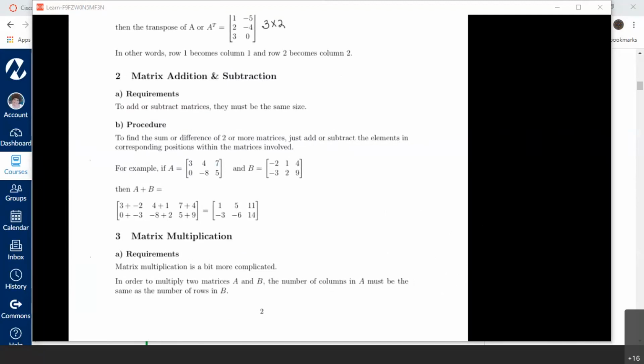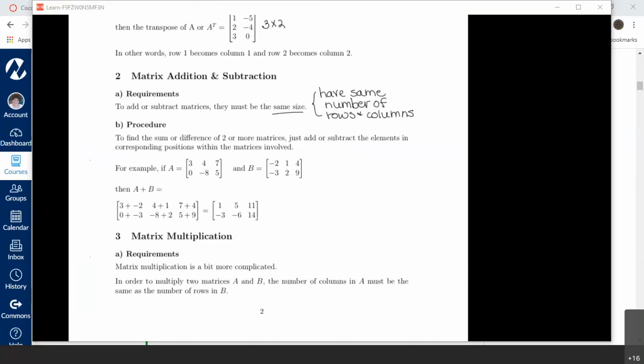Okay, so let's talk about adding and subtracting matrices. And again, in order to be able to do this, the matrices must be the same size. That means they have the same number of rows and columns. When we're talking about the size of a matrix, we're talking about its dimension. Now, to add or subtract two matrices, you do them element-wise.